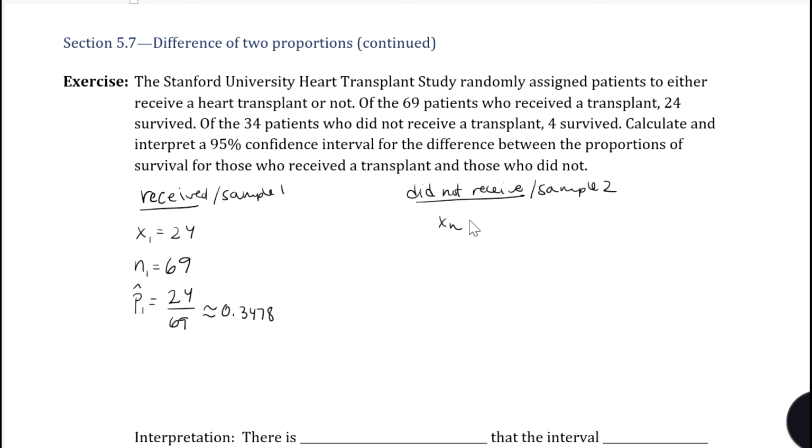Those who did not receive a transplant, there were 34 of them, and 4 of them survived. So this sample proportion is going to be 4 out of 34, which is about 0.1176.